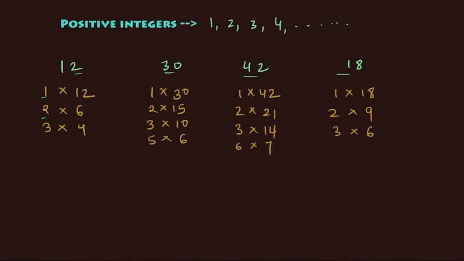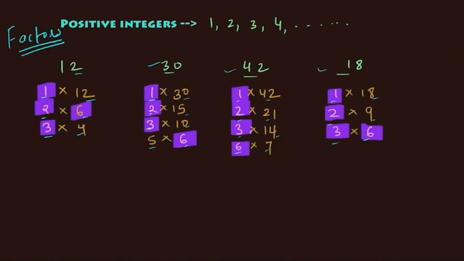In the first case, to get the number 12, we use the numbers 1, 2, 3, 4, 6 and 12. We call them the factors of number 12. Also note that these numbers 1, 2, 3, 4, 6 and 12 divide the number 12 completely. Hence, they are also called divisors of number 12. Similarly, this goes for every number.